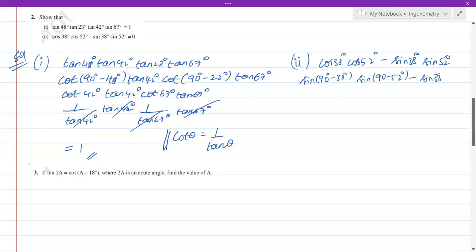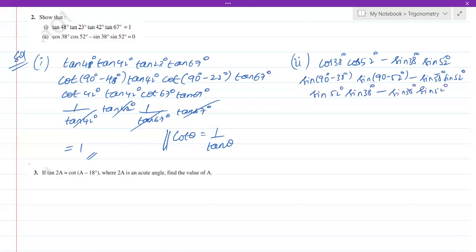Sine 38 sine 52 degrees. So sine of 90 minus 38. 90 minus 38 is how much? 52. Sine 38. 90 minus 52 is 38. Minus sine 38 sine 52.